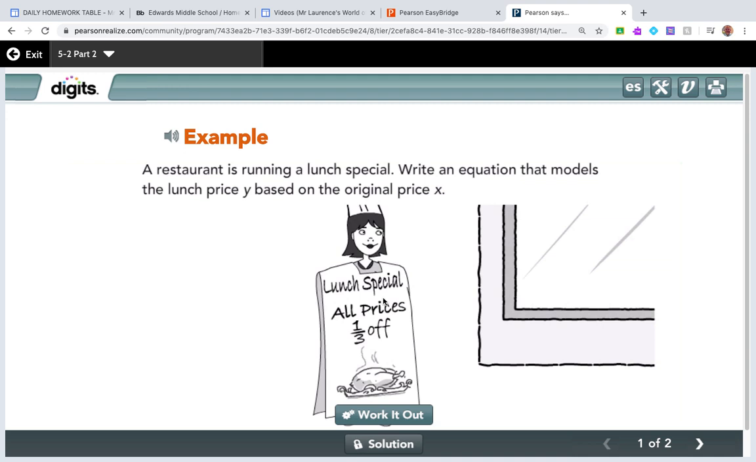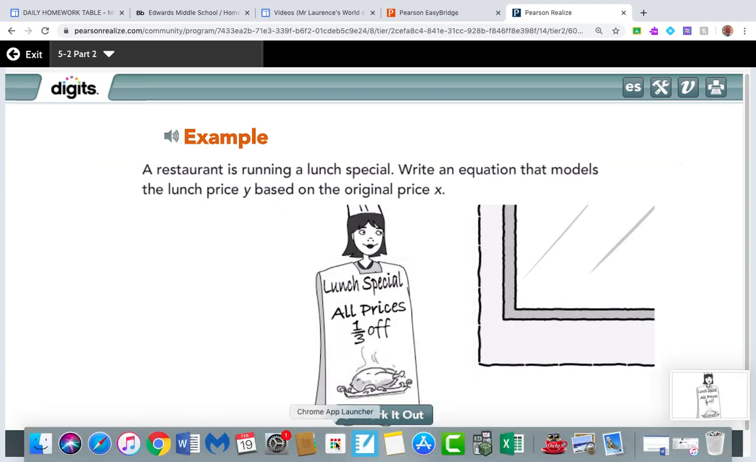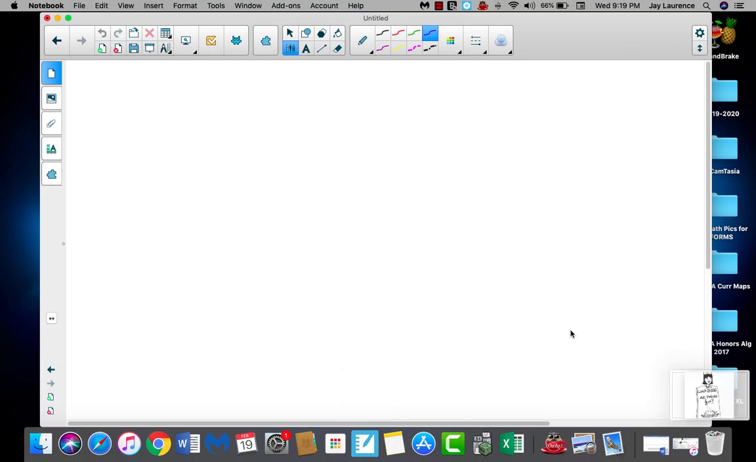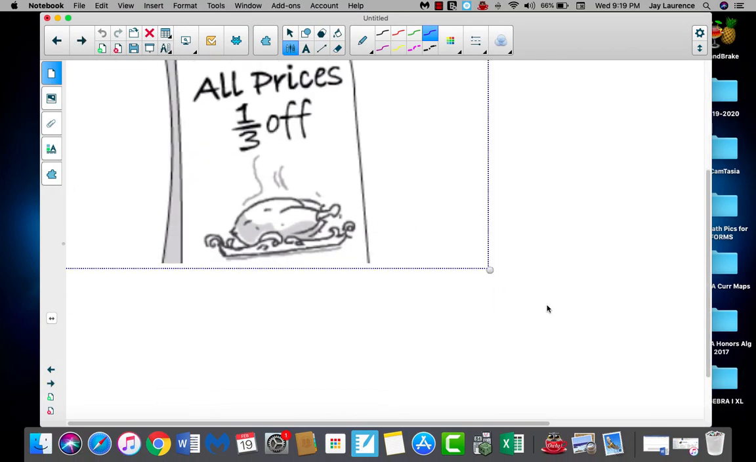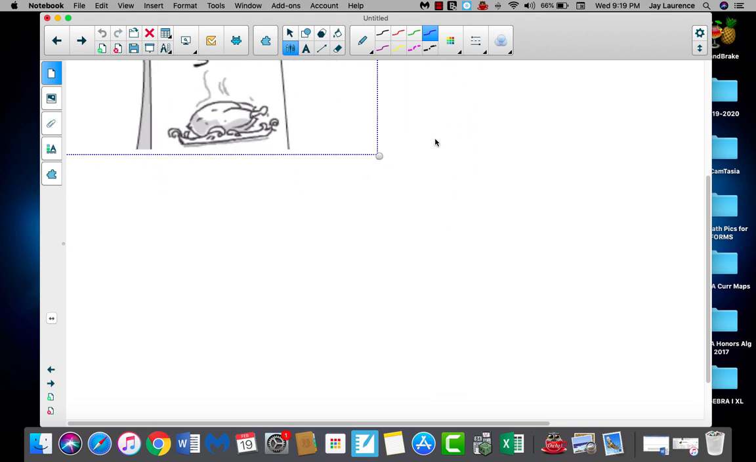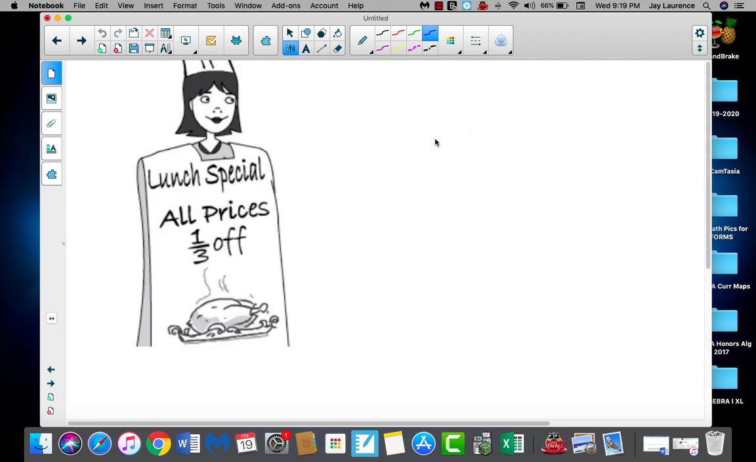It says that all prices are 1/3 off because the freezer broke. So they have to sell the food quickly or they're going to lose it. Okay, it's going to go bad and they're not going to be able to sell it. So they're going to try to sell it quickly. Now, this one's a teeny bit tricky. If everything is 1/3 off, how much do you pay for? You don't pay for 1/3 of it. You pay for 2/3 of it.